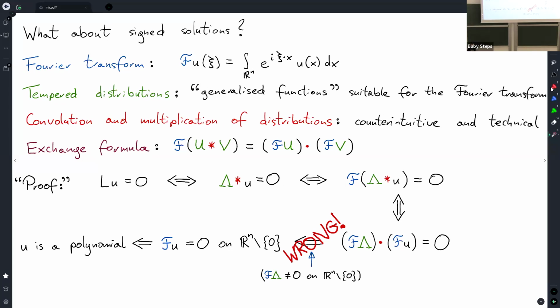You can define the inverse of the Fourier transform of capital lambda, and you can multiply by it. But the product of distributions is not associative in general, so you cannot cancel out these terms. I thought this was only a technical obstacle, but it turned out that it is not. You can really sit down and construct a counterexample.